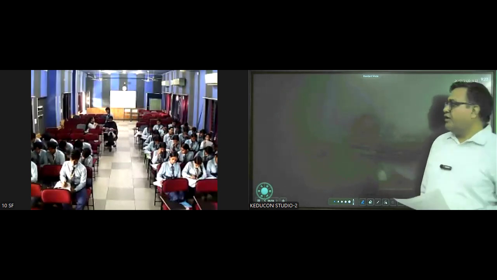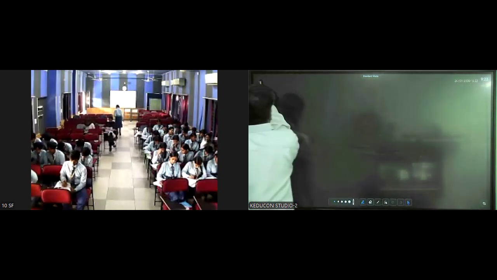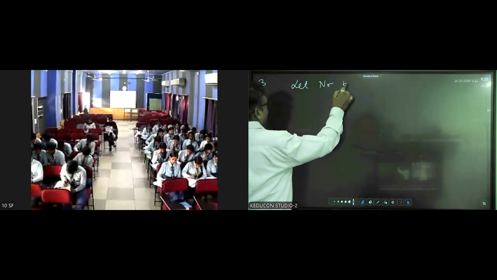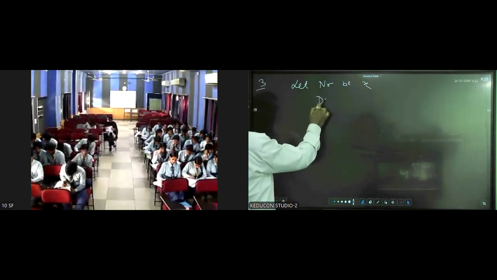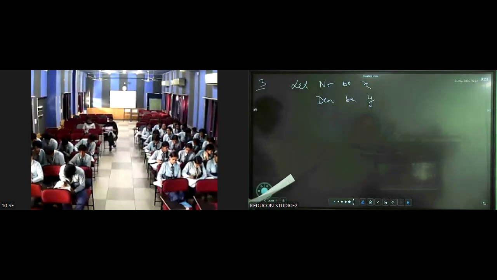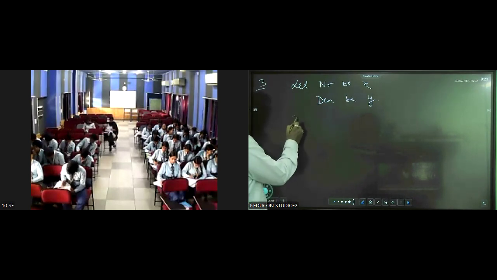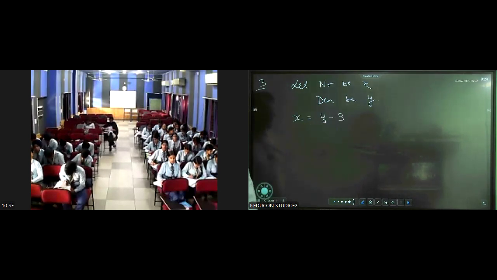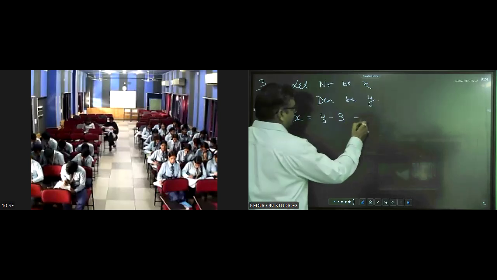You just try to form the equation, bacho. Don't guess. Let the numerator be x and denominator be y. Now what he says, the numerator of a fraction is 3 less than the denominator, means numerator is equal to 3 less than the denominator. Is this clear, bacho? So this is your first equation.